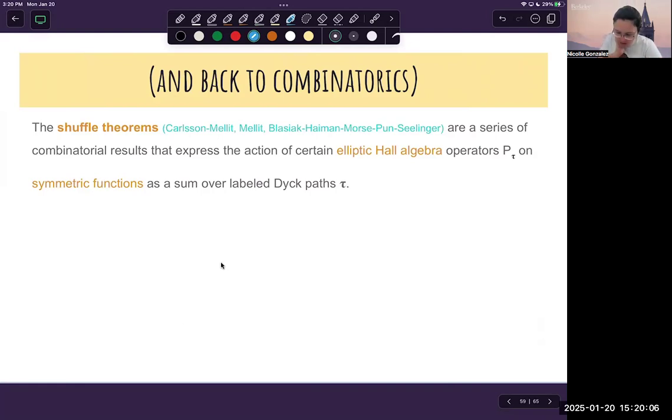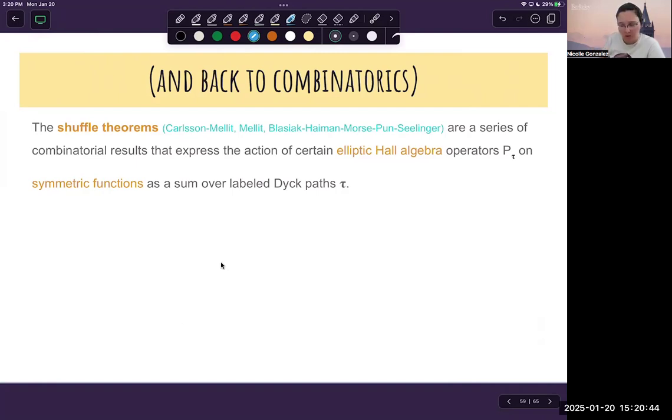These polynomials that we define are not only relevant for knot theory, they also play a role in combinatorics themselves, right? They're not just things that help us learn things about knots. There's a family of theorems called the shuffle theorems, due in various generalizations to the people on this slide. They express the action of a certain family of operators called elliptic Hall algebra operators, P tau, on symmetric functions in terms of these paths with some labels on them.